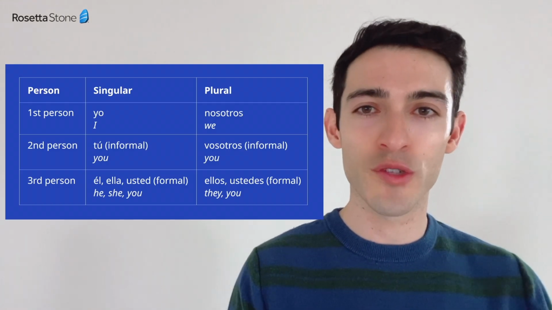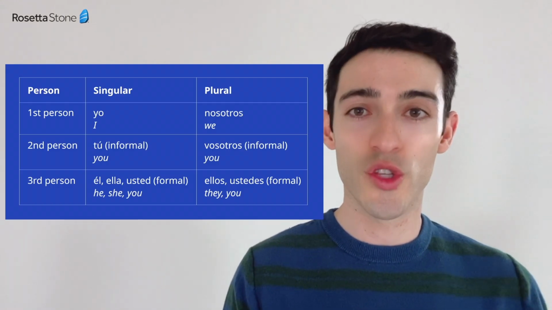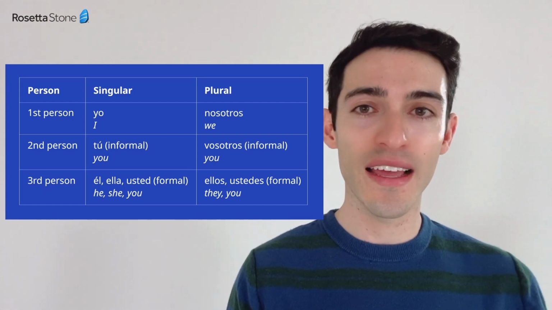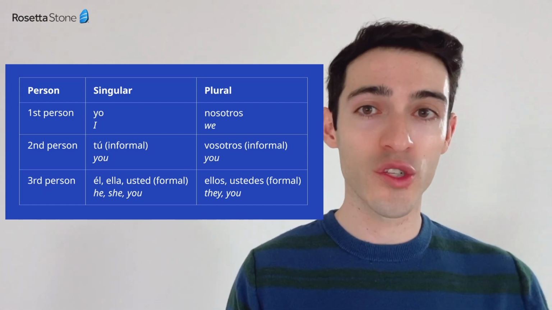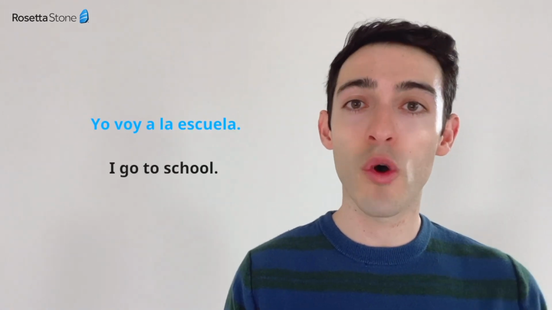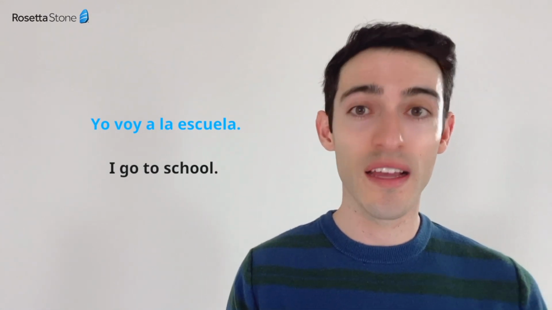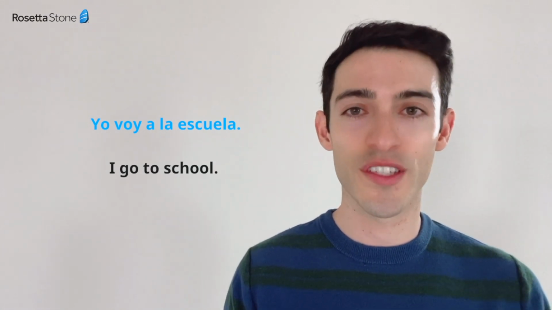Let's look at all of the subject pronouns in Spanish. Yo, nosotros, tú, vosotros, él, ella, usted, ellos, ustedes. Let's take a look at another example. Yo voy a la escuela. I go to school. In this sentence, yo, or I, is the subject pronoun.